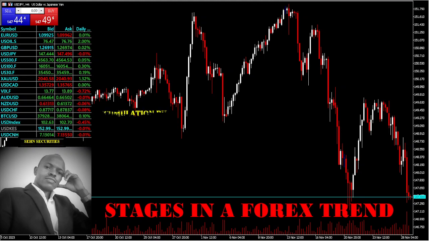The first phase is the accumulation phase. The accumulation phase initiates at the conclusion of an extended downward trend in an exchange rate or in a market trend. This phase usually commences when the exchange rate, market trend or market price approaches its lowest point.